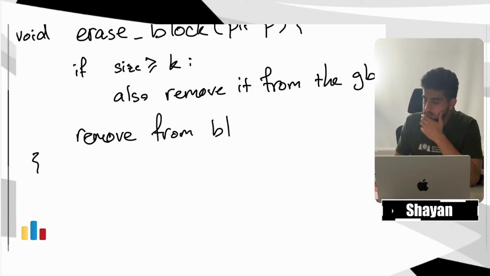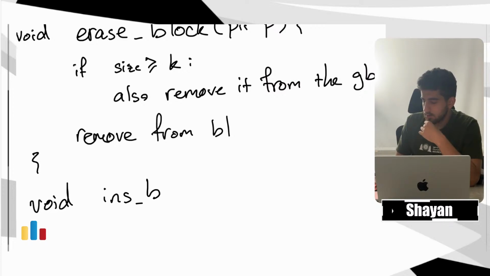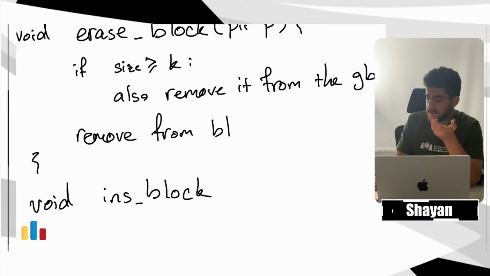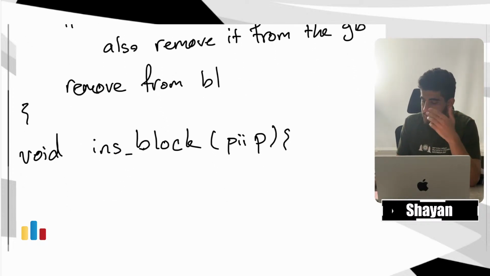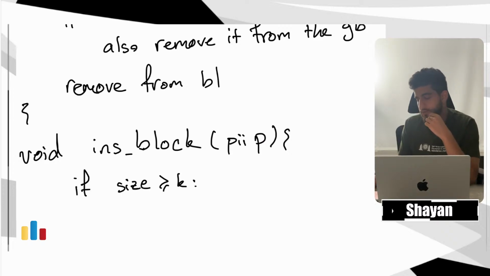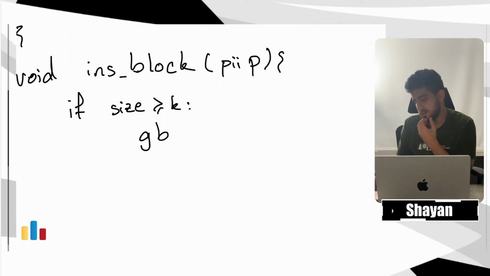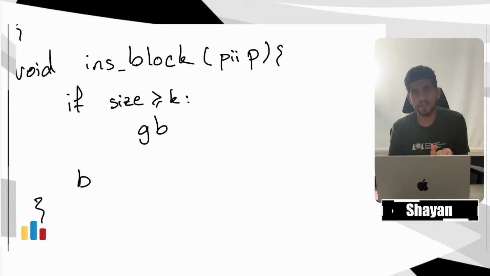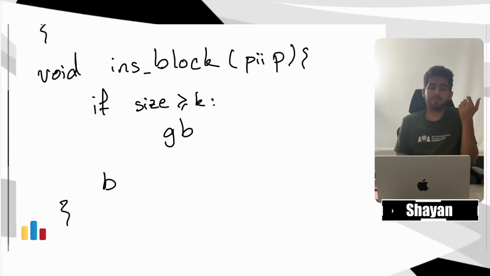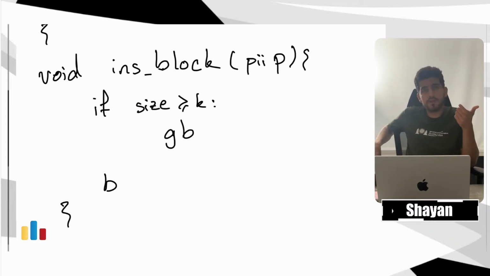And also you can have a void insert block that is the same. It takes a pii p. You just need to see if the size, or p dot second minus p dot first plus 1, for example, is greater than or equal to k, you will also insert it into good blocks. Either way, you add it to your blocks. And this way you can update anything. At the end, you just need to take the smallest block in your good blocks.